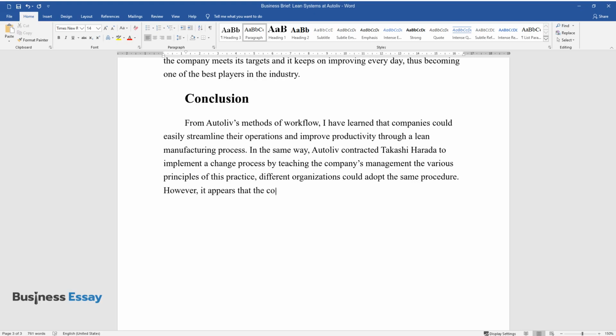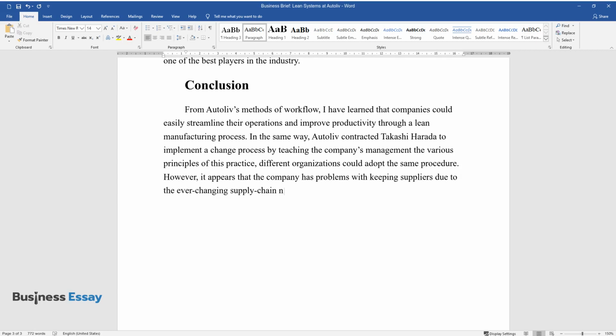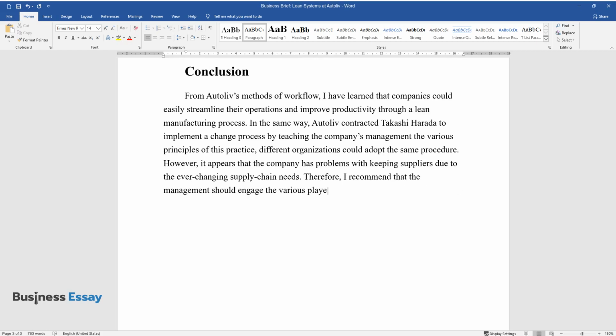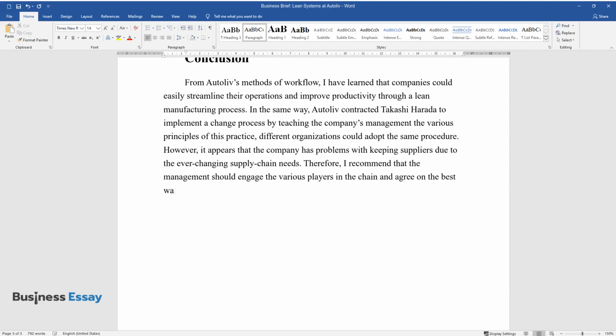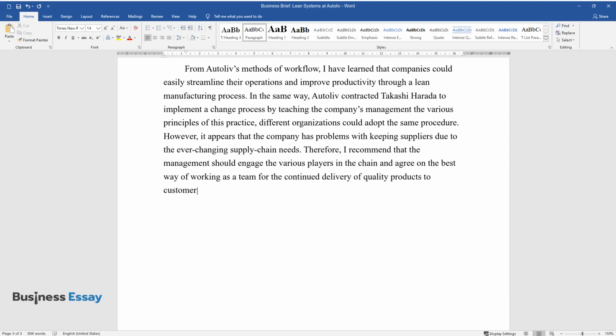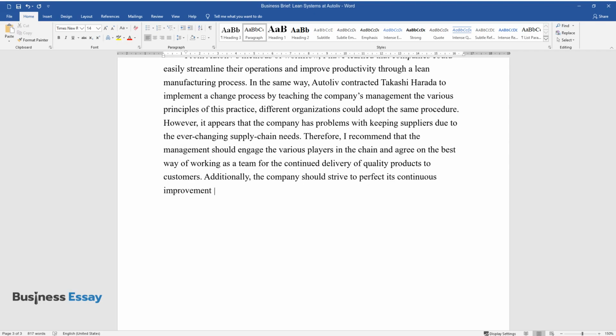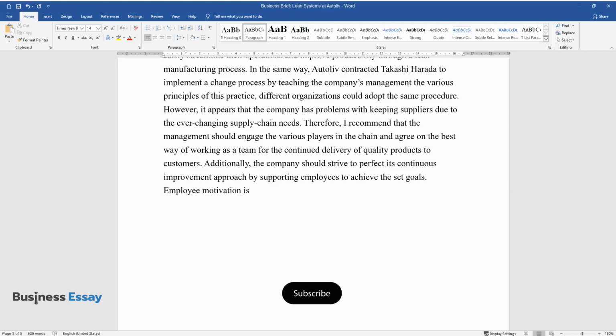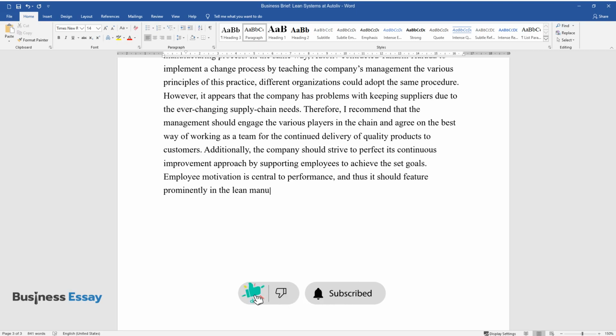However, it appears that the company has problems with keeping suppliers due to the ever-changing supply chain needs. Therefore, I recommend that the management should engage the various players in the chain and agree on the best way of working as a team for the continued delivery of quality products to customers. Additionally, the company should strive to perfect its continuous improvement approach by supporting employees to achieve the set goals. Employee motivation is central to performance, and thus it should feature prominently in the lean manufacturing process for the company's long-term success.